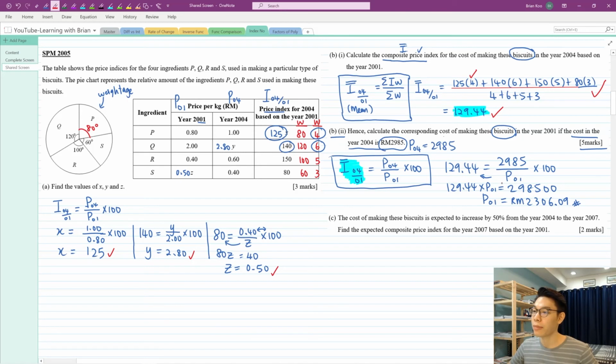Okay, then in part B2, this formula gives you 1 mark, and then the final answer also gives you 1 mark. So far we got 8 marks already. Okay, part C, the last 2 marks. Let's see.